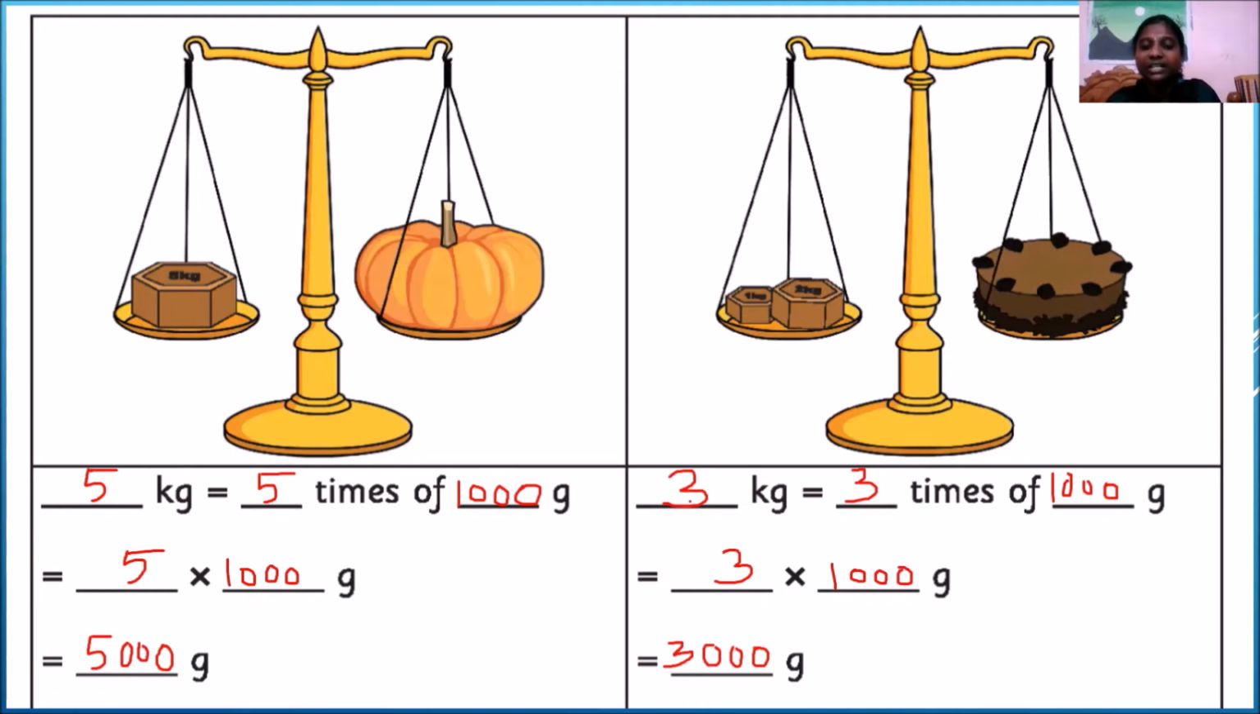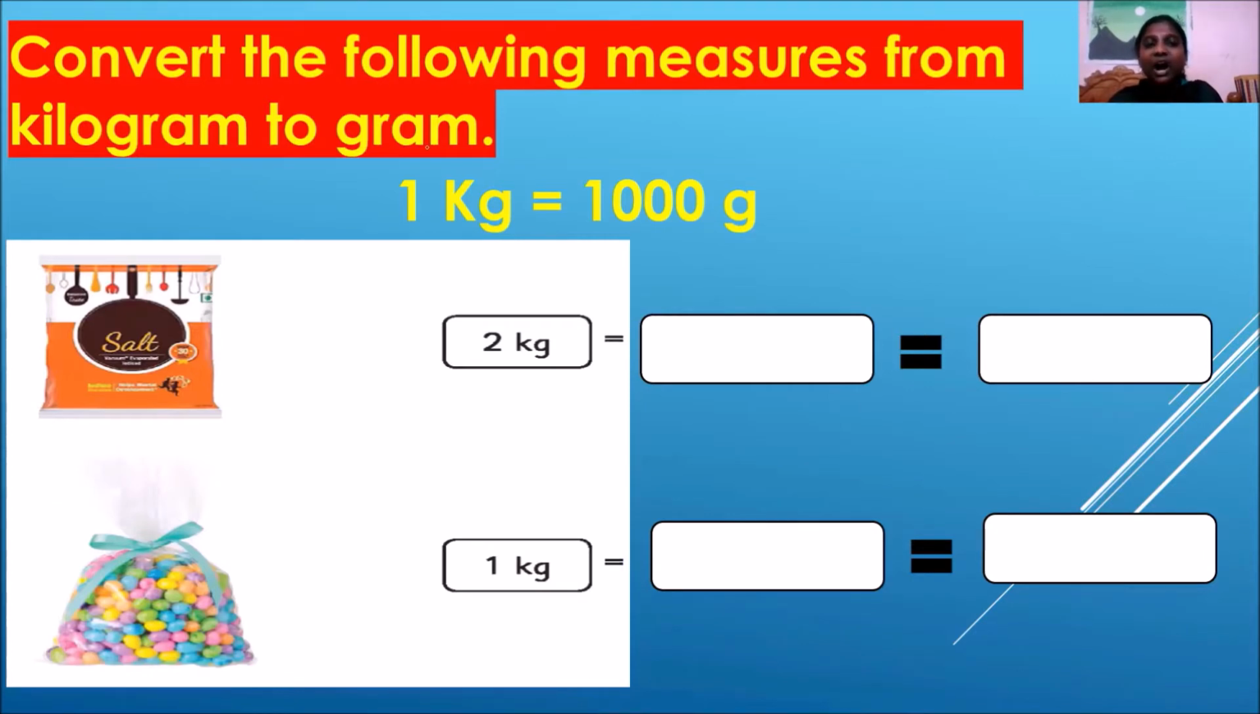The second one is 3 kilogram equal to 3000 grams. Next we are going to learn how to convert the following measures from kilogram to gram. As we know, 1 kg equal to 1000 grams. In the first figure, you can see 2 kgs of salt. What we are going to do here? We are going to convert the kilogram into gram.